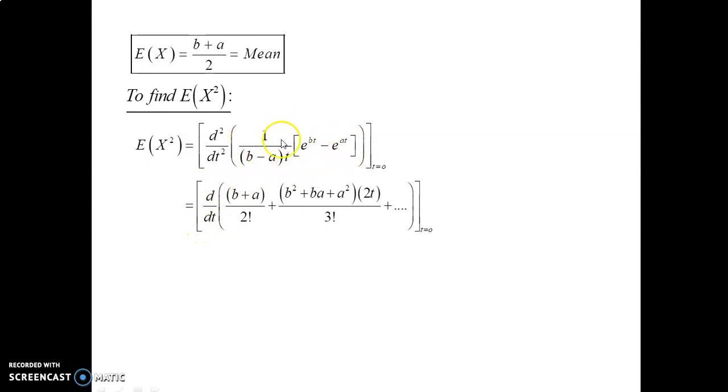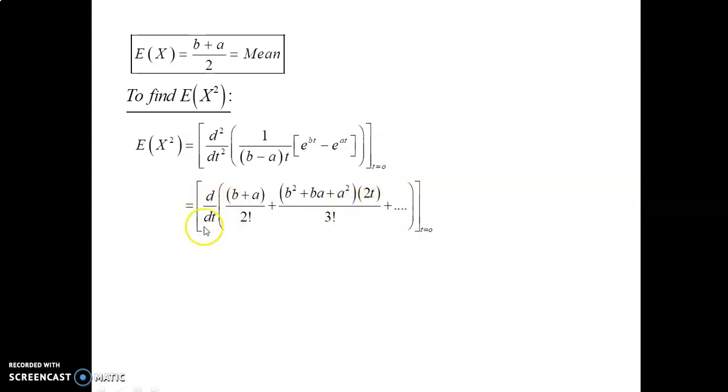Next we want to find E[X²]. The formula is d²/dt² of M_X(t), so substituting M_X(t) = 1/((b−a)t) times (b e^(bt) − e^(at)). This is expanded as in the previous E[X]. Differentiated one time, we get the previous solution, d/dt of [(b+a)/2! + (b²+ba+a²)/3! times 2t + etc.].